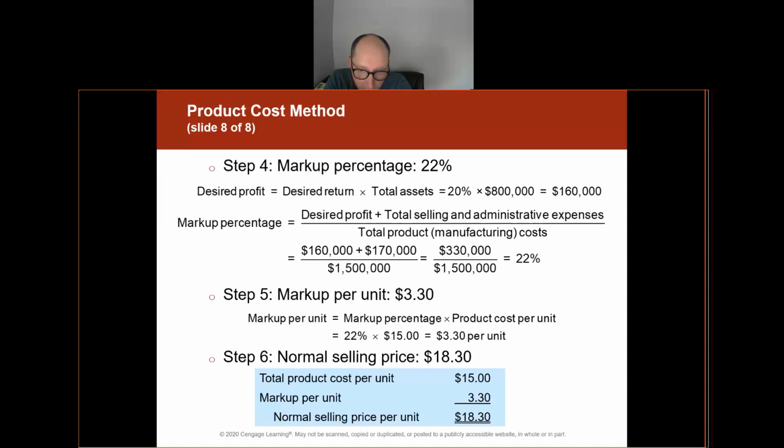Step 5, we find the markup per unit. You take your markup percentage, 22%, times your product cost per unit, $15. That is $3.30 per unit markup. So to find your sales price, we take our product cost per unit, $15, plus our markup per unit, $3.30, giving us a total normal selling price of $18.30 per unit sales price.